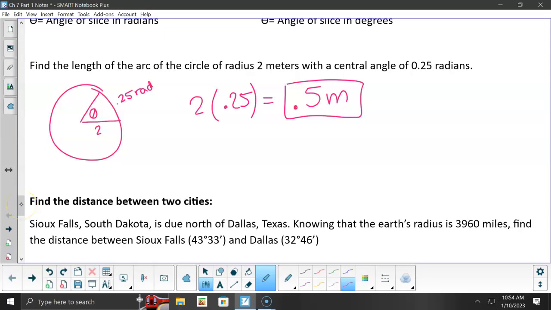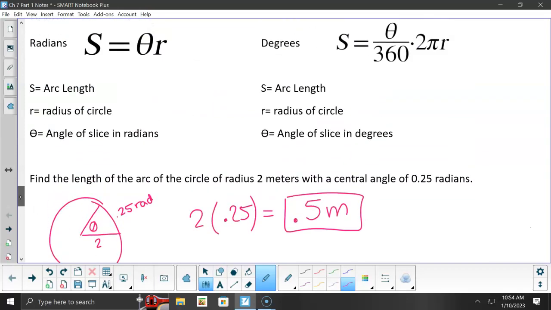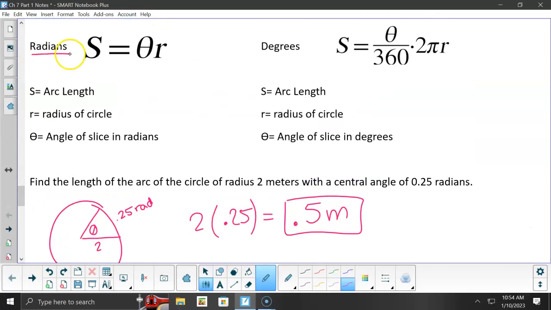Alright, ready for the next one? Can I scroll? Do they give it to you in radians or degrees? So if you look at the formula, radians.